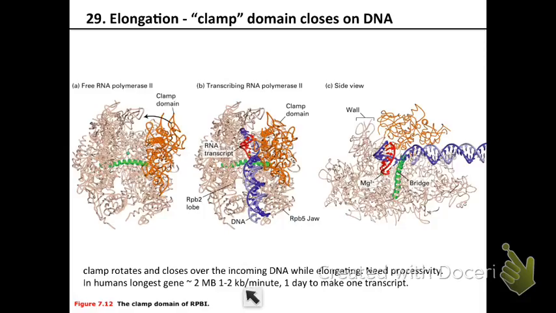So that speed is about 1 to 2 kb a minute. So if you just calculate this, for that longest gene to be transcribed, to make one transcript, you basically need the RNA polymerase transcribing continuously for 1 day. That's an amazing ability for an enzyme to stay in and constantly transcribe the DNA into RNA. Okay, so that high processivity is supported by the structure of RNA polymerase that holds the DNA tightly.